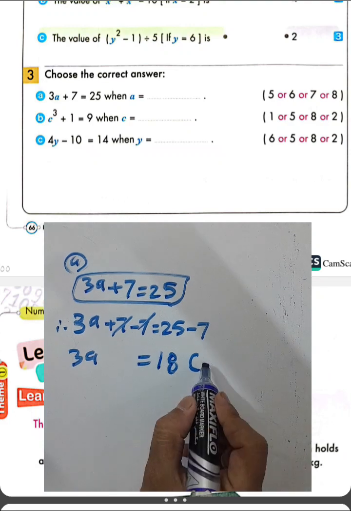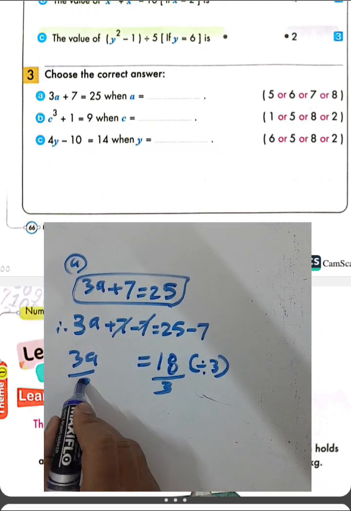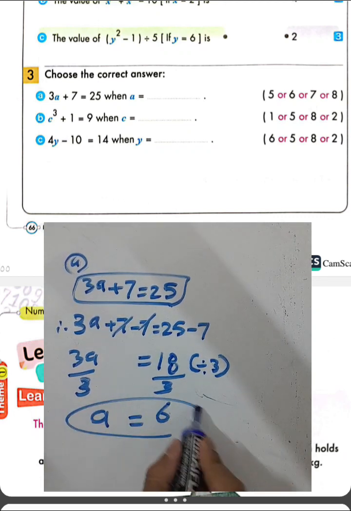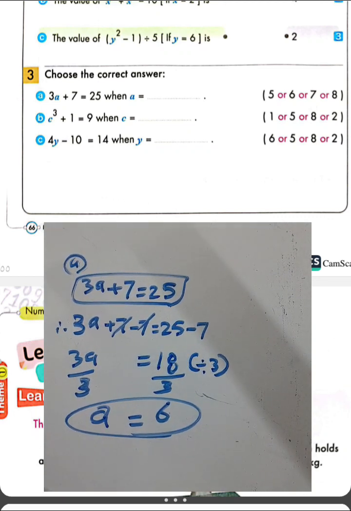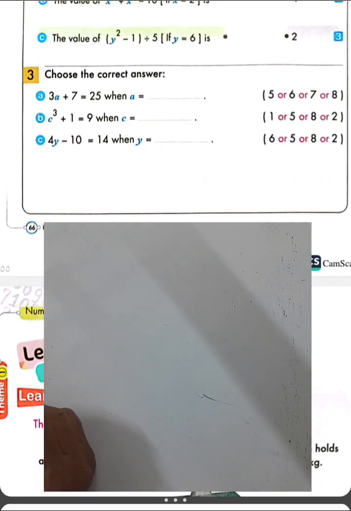Okay, and then divide the left-hand side and right-hand side by 3 to cancel the coefficient. Then a equals 18 divided by 3, which equals 6. Then a will be equal to 6. Letter B.